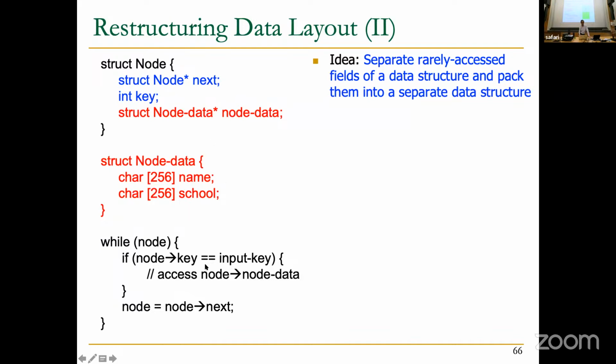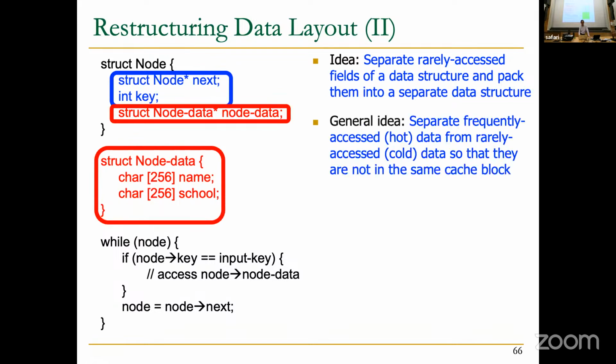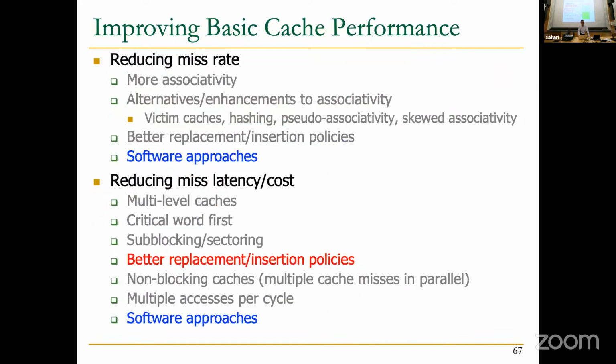And now you access 2 different data structures. Rarely accessed data structures here, frequently accessed data structures here. There is a small not frequently accessed component. The general idea is basically separate the hot data from cold data. Hot data is frequently accessed, cold data is rarely accessed, such that they're not in the same cache block. That's the key idea. Okay, who should do this? Programmer in this case, but compiler maybe, hardware maybe. Who can determine what's frequently accessed is a great question, which we're not going to answer.